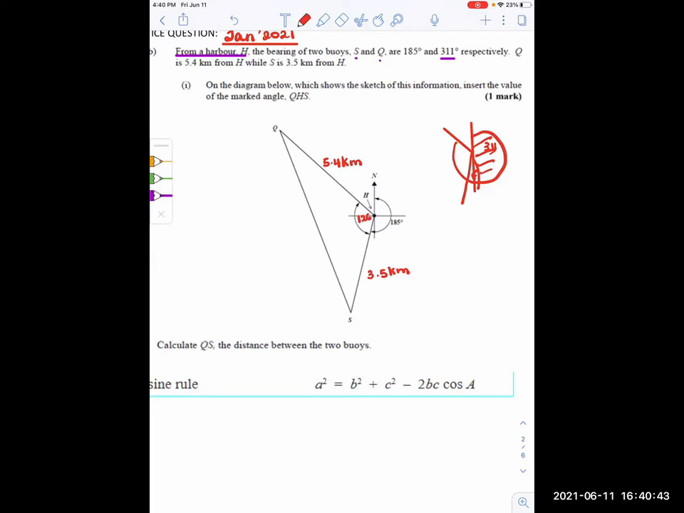All right, so take down the diagram quickly in your book. The angle QHS must be 126. 311 minus 185 is 126. Check it out.